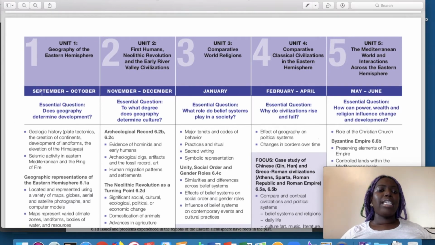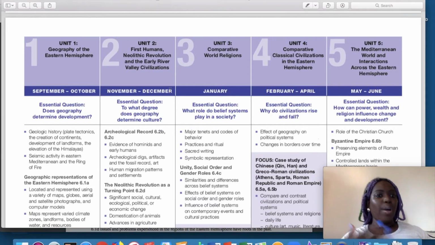In New York City, unit 1 is from September to October, then November to December. But this is very general, and this is New York City's scope and sequence. It is a pacing calendar, but it's not very detailed. We don't have the holidays set up. We don't know exactly what we're doing week by week. That is where you as a teacher come in.